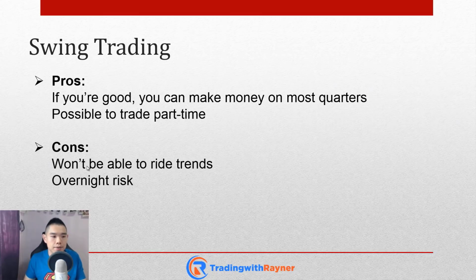The con is that you won't be able to ride trends, because remember, as a swing trader, you're just going to capture that one swing. You're going to exit the trade before the opposing pressure comes in, before the retracement comes in. So this is why you'll never ride trends. You have to embrace it. And you also have overnight risk, so you might be affected by news impact and so on. So this is something to be aware of in swing trading.